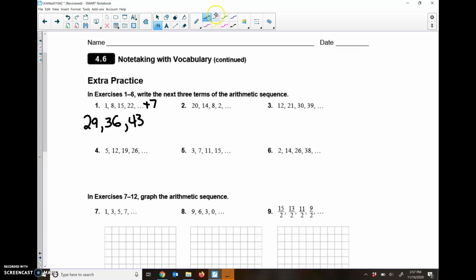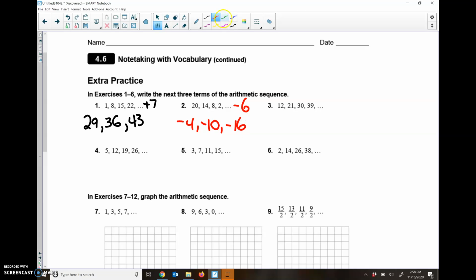So it's just asking us what's the next couple numbers. Here, same thing, 20 to 14 to 8 to 2. So it looks like I'm subtracting 6 there. So then my next number would be -4, then -10, then -16.